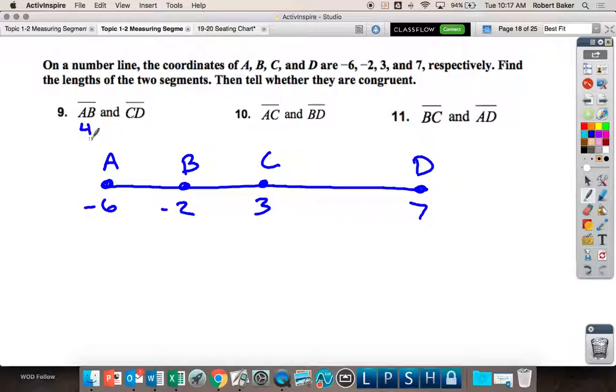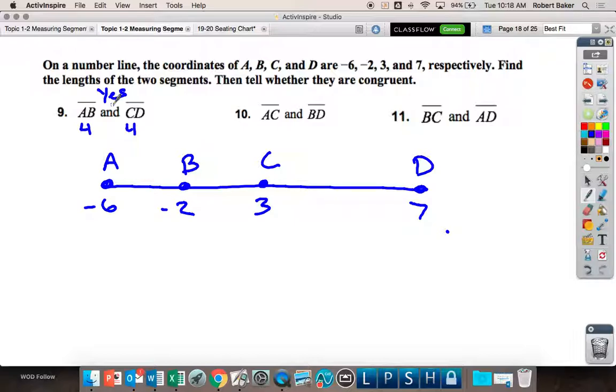How long is CD? 4. So is 4 and 4 equal? Yes. 4 and 4 congruent, that's just a yes. Is anybody struggling to figure out how we came up with the number 4? You feel okay with that?